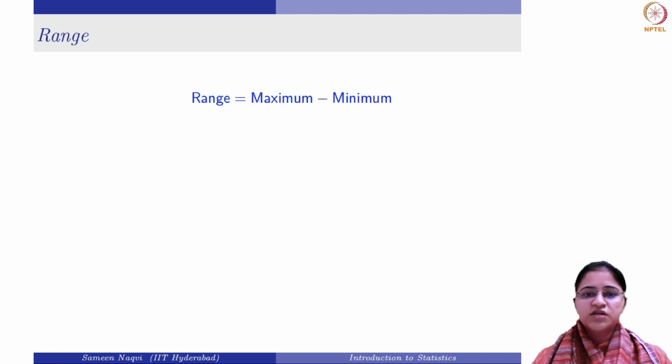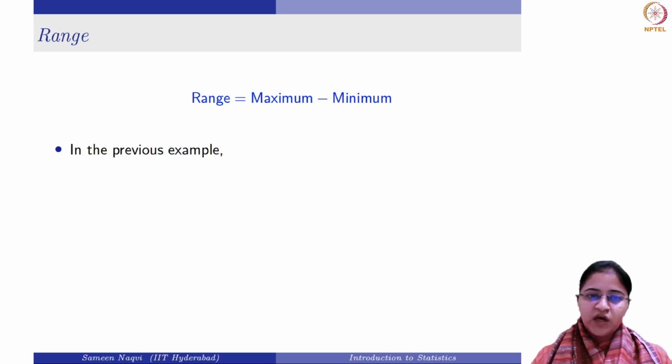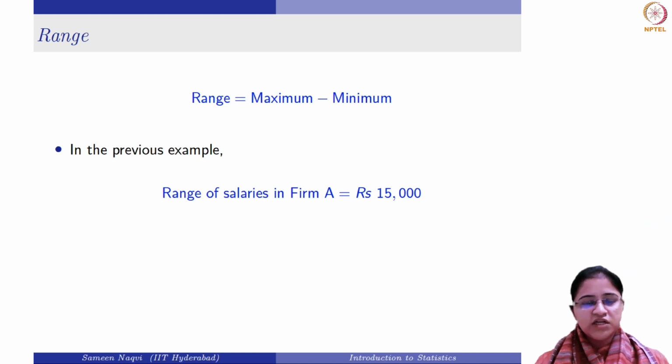So range is basically, as you know, just the difference of the maximum and the minimum. Whatever data set is given to you, you just take the maximum value and the minimum value and take the difference, and you will have the range. So in the previous example of the two firms, although their means and medians came out the same, if you look at their range, it comes out to be 15,000.